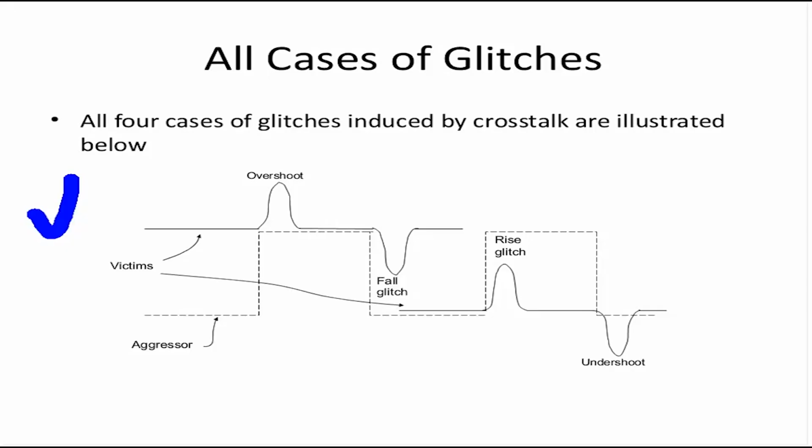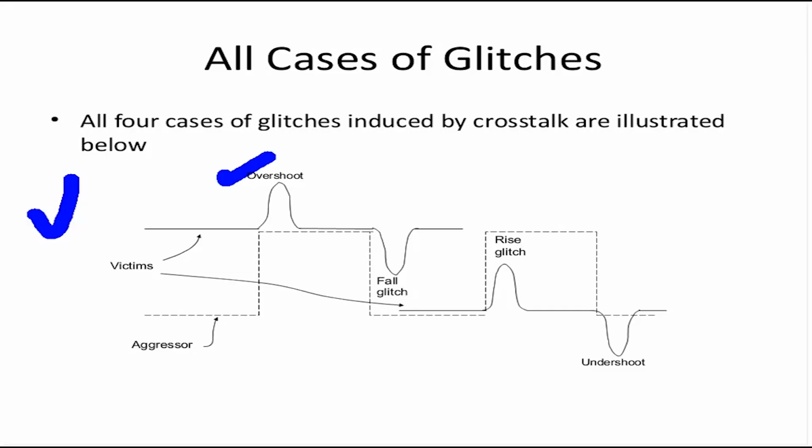Again, if the victim is steady state low, aggressor rises, it will cause a rise bump. This is called a rise glitch. If the victim is low, aggressor falls. The fourth case, aggressor falls, it might take it below 0. It's called undershoot. Right. So 4 glitches.